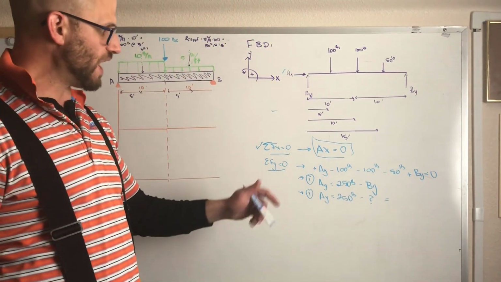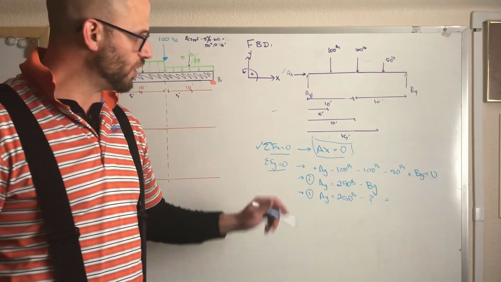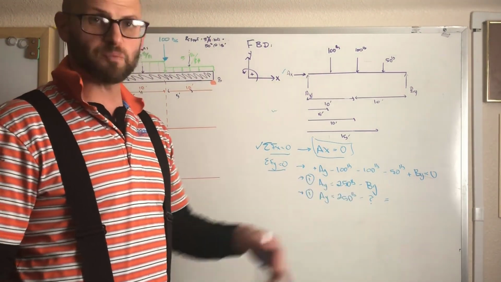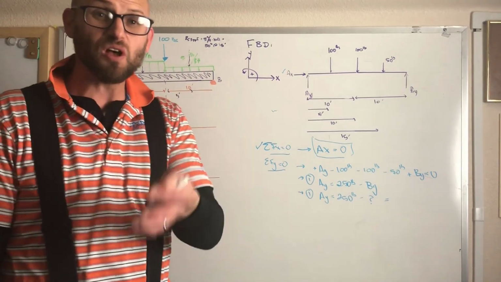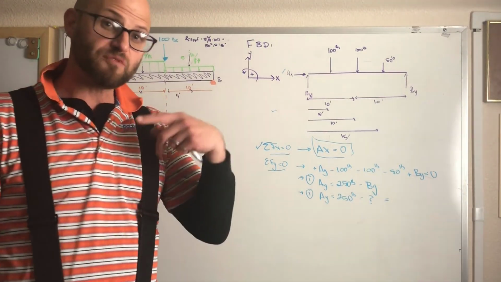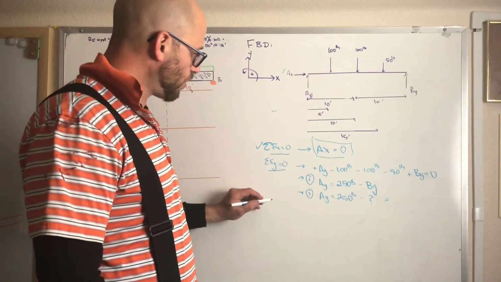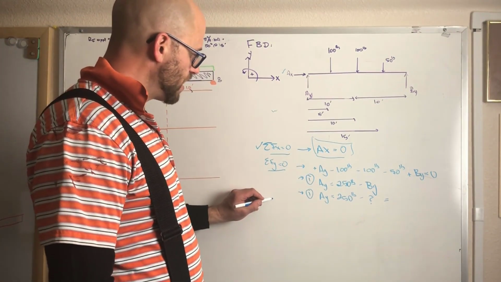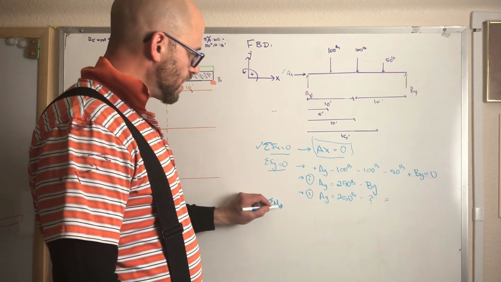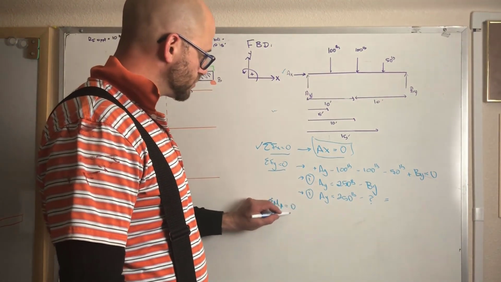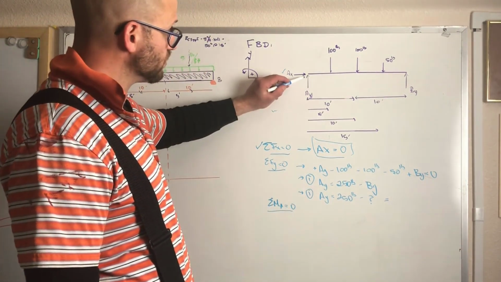Okay, so now we've got our first equation, but we have 2 unknowns, our AY and our BY. We have no clue what they are, so we can't solve using just one equation. If we want to solve for 2 unknowns, we need at least 2 equations. So our second equation is going to come from summing our moments about point A equals 0.